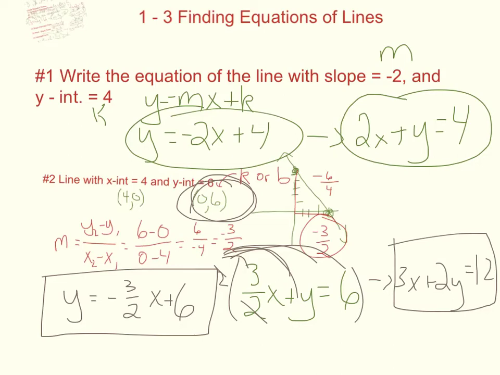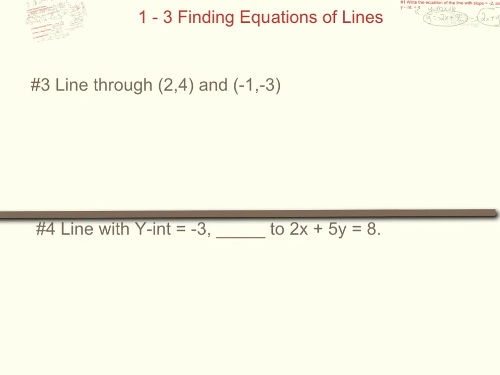Okay, let me type out a few more examples because I want to give you an example of just about every type you're going to see in your homework. That way there are no surprises. Okay, so here's number 3. I want you to write the equation of a line that goes through the points (2, 4) and (negative 1, negative 3). Now, have I given you any freebies here? Have I given you the slope or the y-intercept? I haven't.